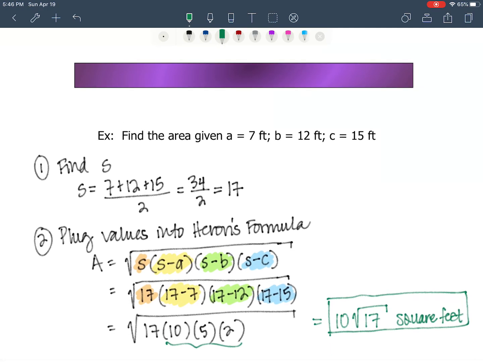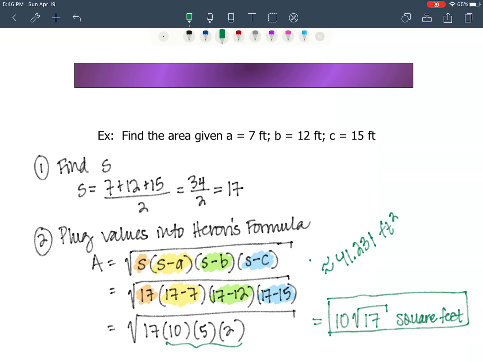However, an approximate answer, if you put this into your calculator: the square root of 17 is a little bit more than 4. So 10 times a little bit more than 4 is going to be a little bit more than 40. Now on a multiple choice, can you see how this would save you so much time, just without having to break out your calculator? You can do 17 minus 7, 17 minus 12, 17 minus 15 faster than your calculator. Then you can put all that into your calculator. You can do this simple math faster.